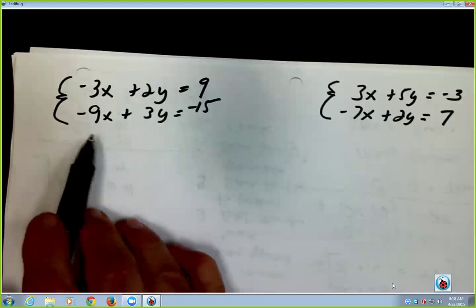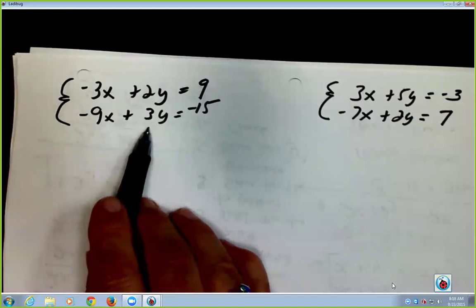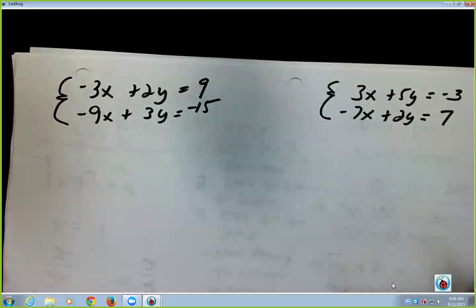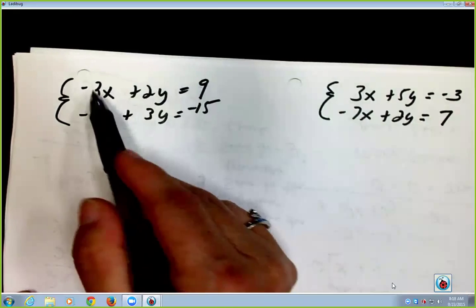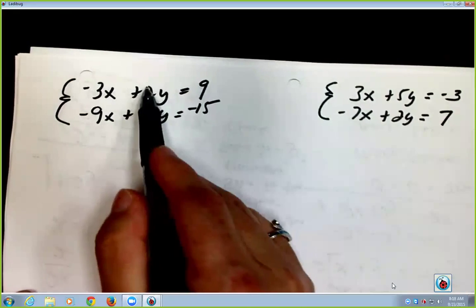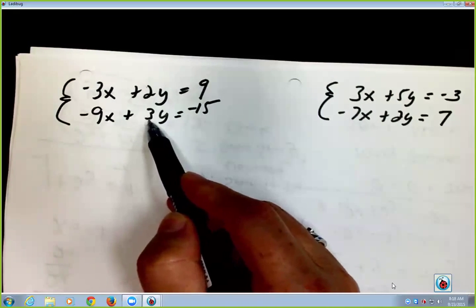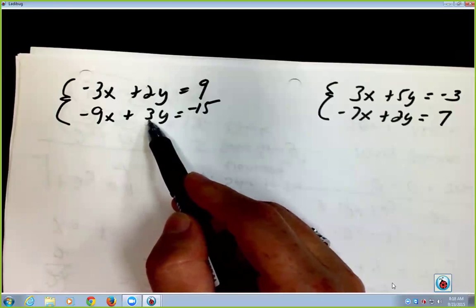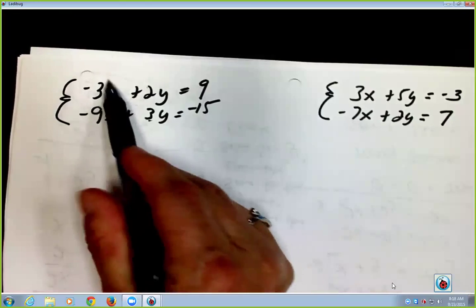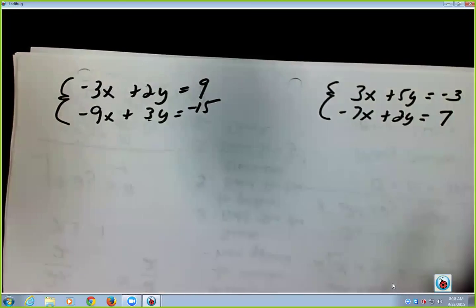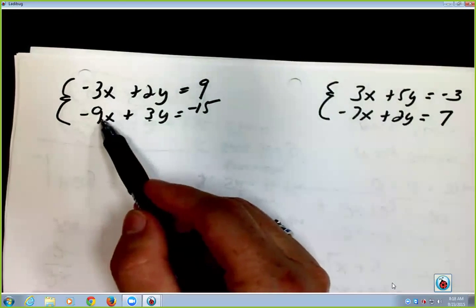And then what we need in here is to try to get rid of a variable. So which variable would you like to make go away? Remember, you got to make them so they have the same number out here and opposite signs. Okay? So if I look at x's, I've got a -9 here and a -3 here. How can I make that x's disappear?